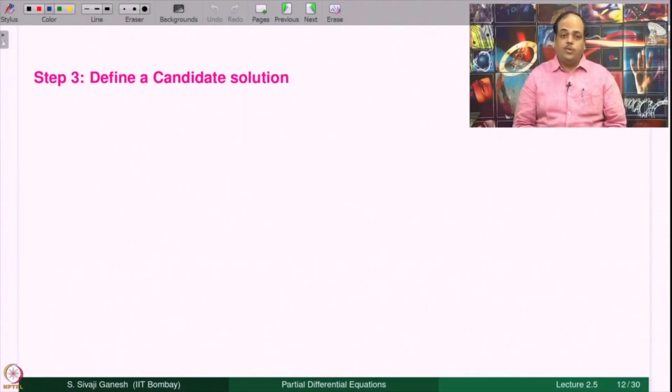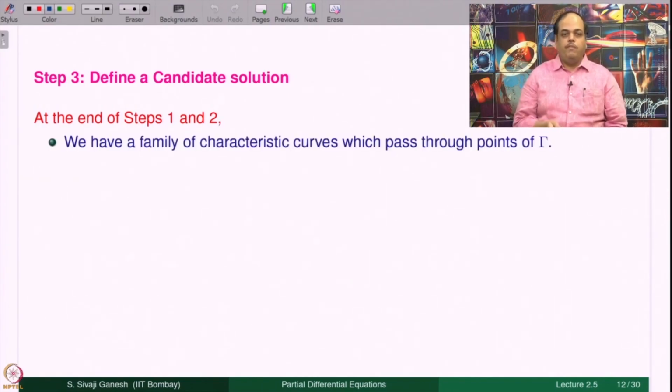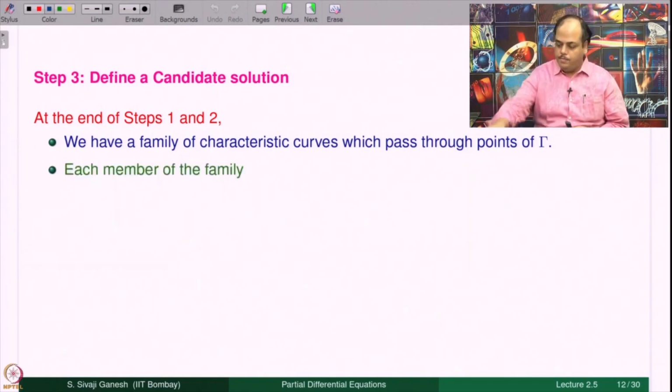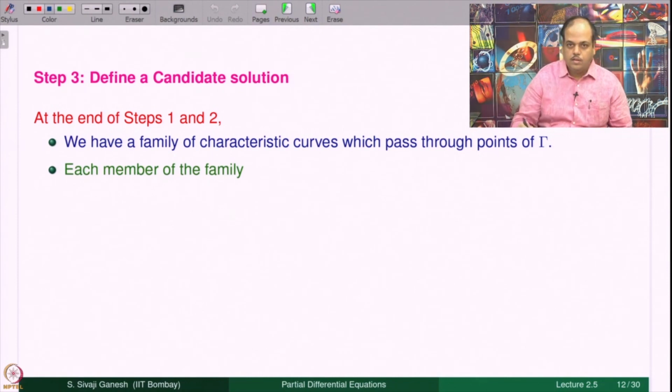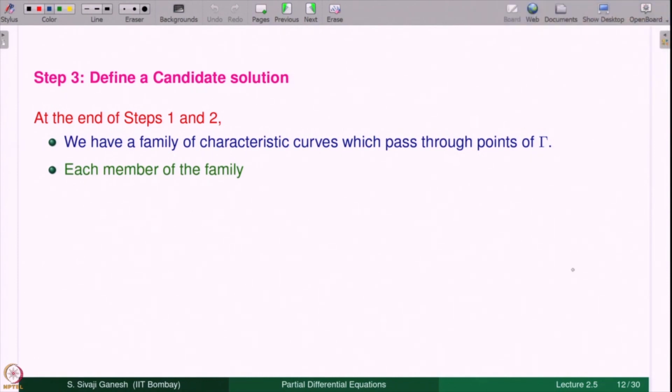Define a candidate solution. At the end of steps 1 and 2, we have a family of characteristic curves which pass through points of gamma. The family is indexed by the point on gamma. For example, first of all we solved like this: we had a gamma 2, we took a point and passed one characteristic curve through that, another point, maybe another characteristic, like that.